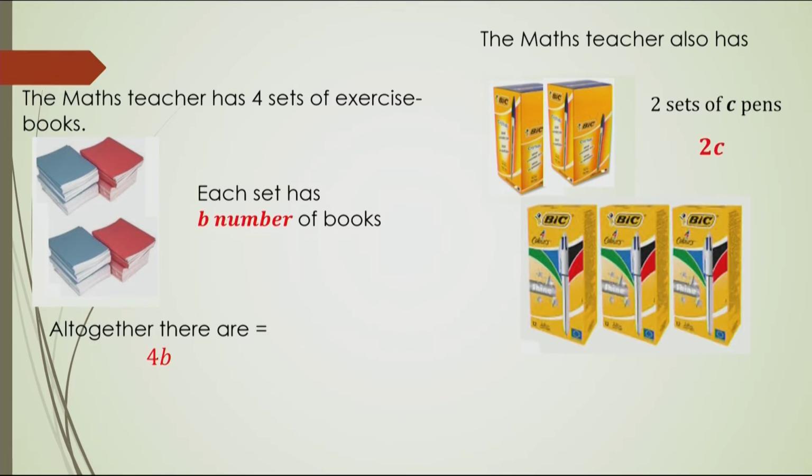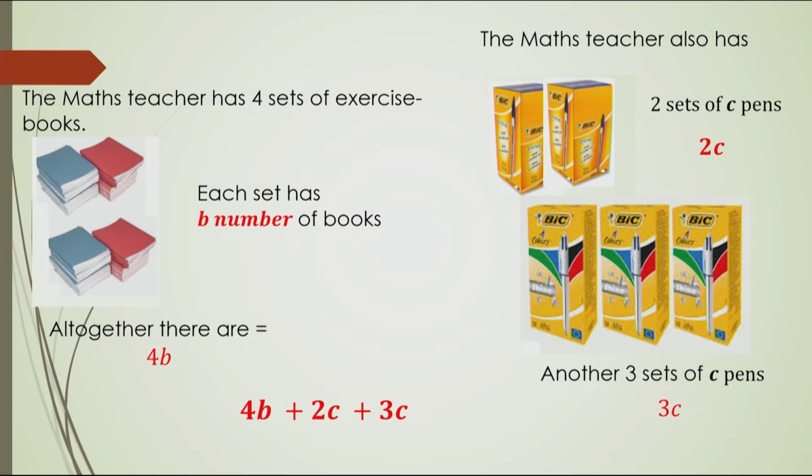So she also has another type of pens, but with the same number in each one. Okay? So all those boxes have the same number of pens. We're talking about the number of pens, and that would be 3 sets of C pens. Okay? So if we talk about the pens, the teacher will have 4 sets of books. That's 4B, because in each set there would be the same number of books.